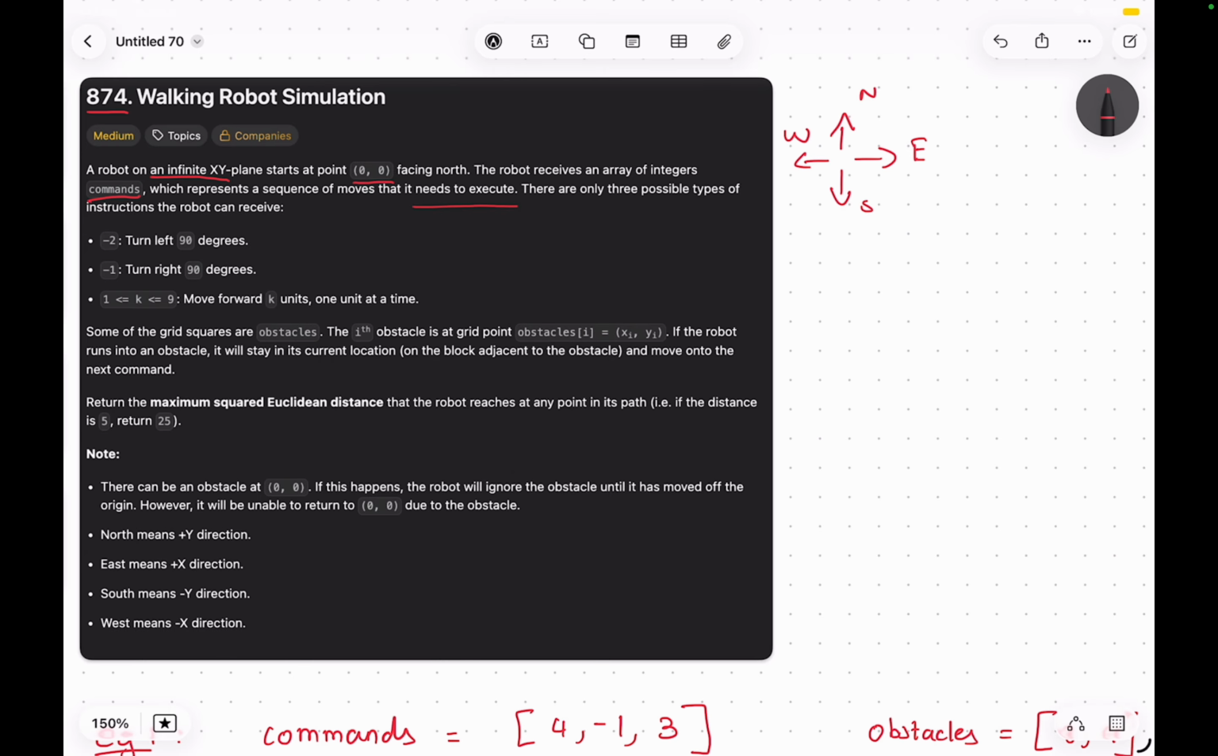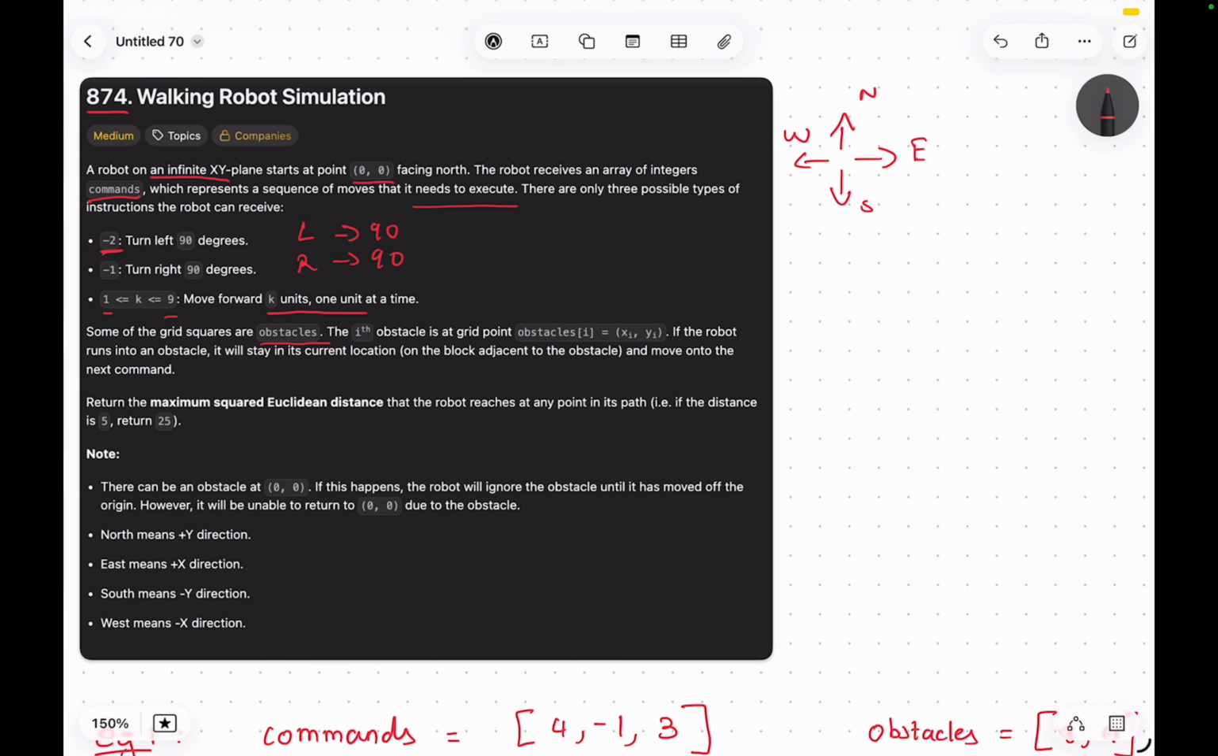There are only three possible types of instruction given. -2 turns left 90 degrees, which means west, it turns 90 degrees, right? And -1 indicates turn right 90 degrees. And anywhere from 1 to 9, the k value, if it is lying within 1 to 9 inclusive, we move k units one at a time in the direction we are facing. Some of the grid squares are called obstacles.